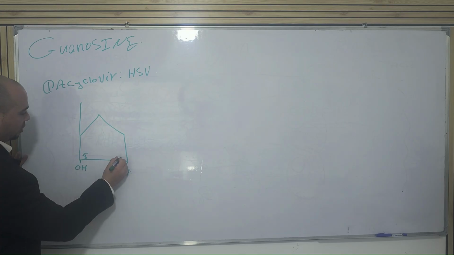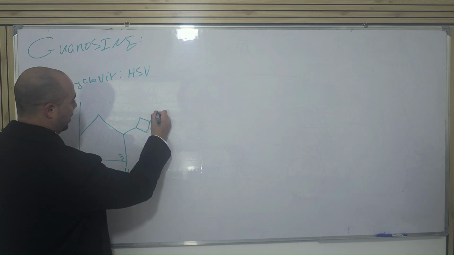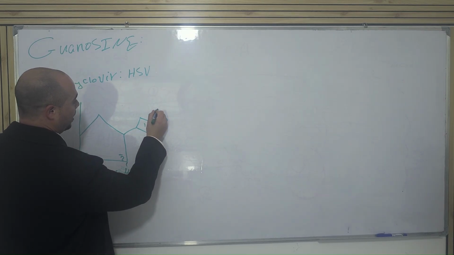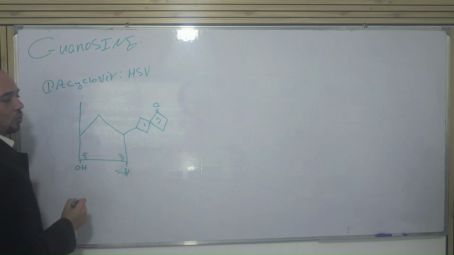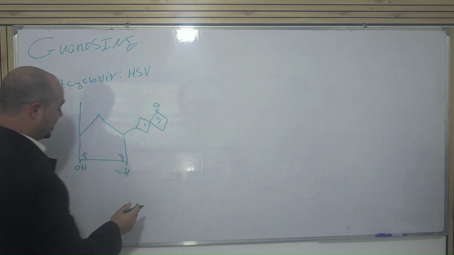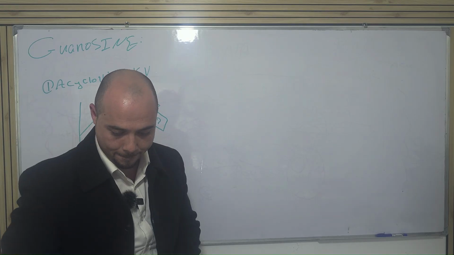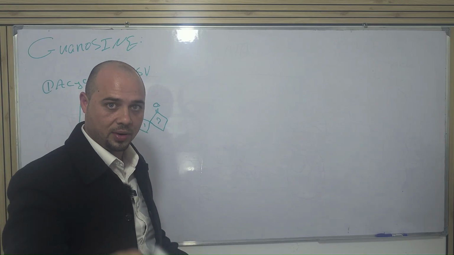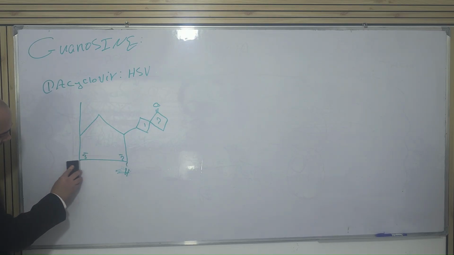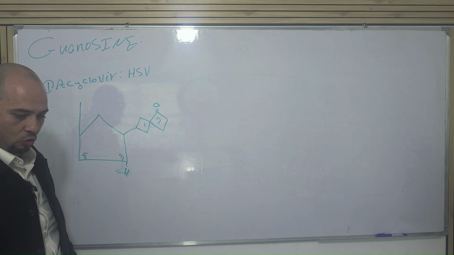Here's the 3 prime, here's the 2 prime, and attached to it is going to be a guanine nitrogen base, right? So 1 ring, 2 ring, and here's an oxygen. There's no amino group because that would make it adenosine, right? Now, this is the normal structure of guanosine. Acyclovir, I'm not even going to draw it anymore. Listen, acyclovir, you see this 3 prime here? This is what acyclovir is. It's the exact same structure, but without the hydroxyl group.